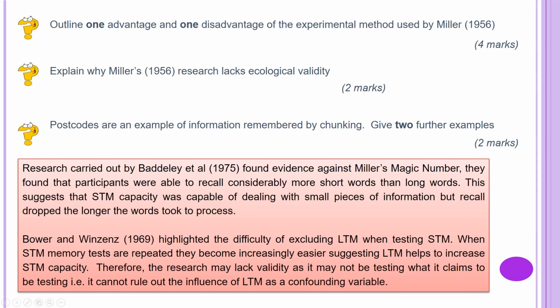Outline one advantage and one disadvantage of the experimental method used by Miller. So, experimental method, lab experiment. An advantage of a lab experiment is that it allows for precise control of all variables. So we can conclude that it's the IV, the age of the participant, and nothing else which is influencing the DV, the maximum number of digits recalled correctly.